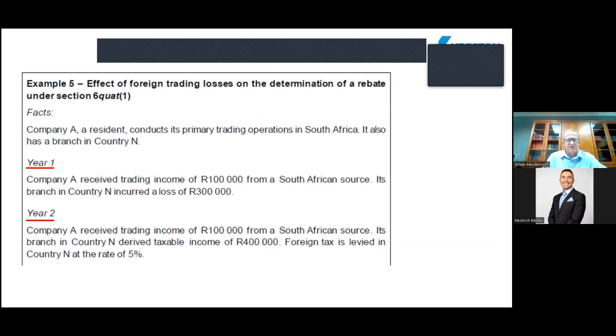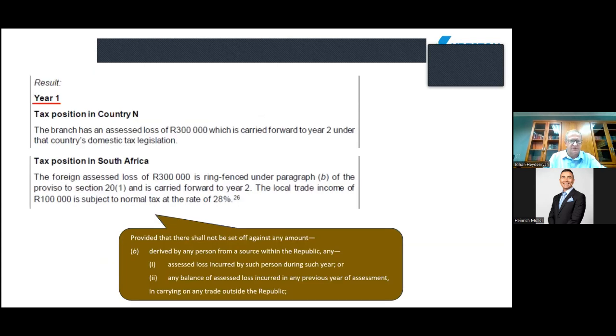Let's look again at some foreign trading losses. A company A, resident, conducts its primary trading operation in South Africa, and it also has a branch in country N. Okay, let's do it year by year. In year 1, company A receives trading income of 100,000 Rand from a South African source. Its branch in country N incurred a loss of 300,000 Rand. So let's do the tax for year 1. The branch has an assessed loss of 300,000 Rand, but you can't set off your foreign losses against the South African income because of the proviso to Section 20, which says that you can't set it off, and I've copied it in there.